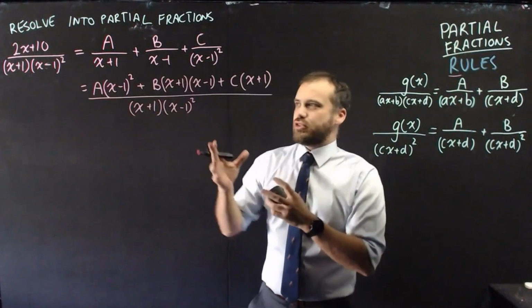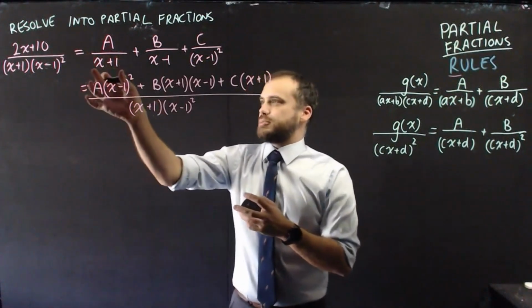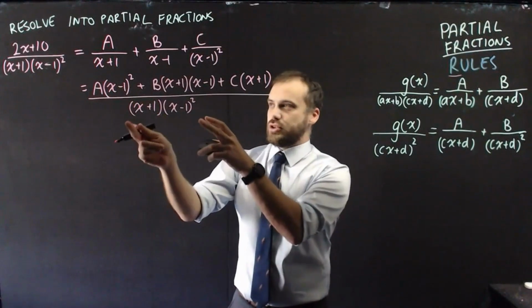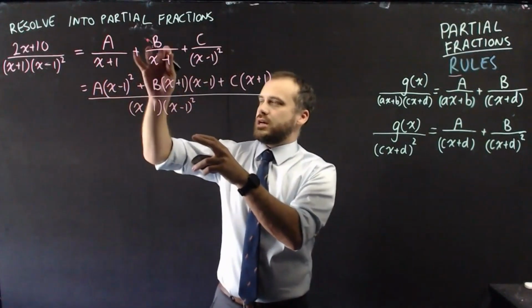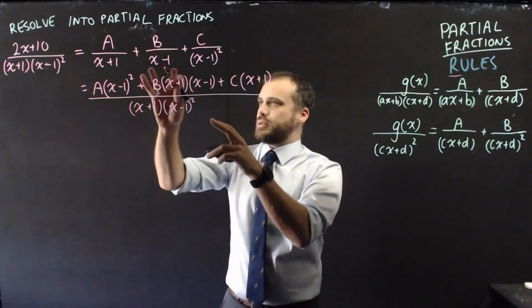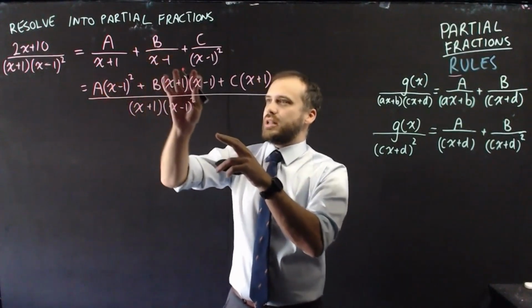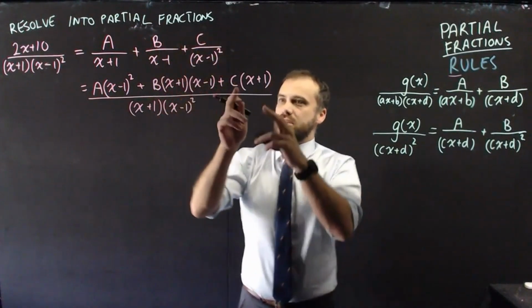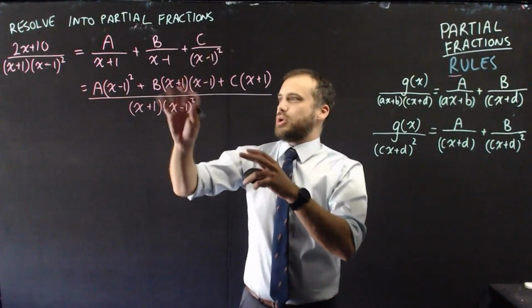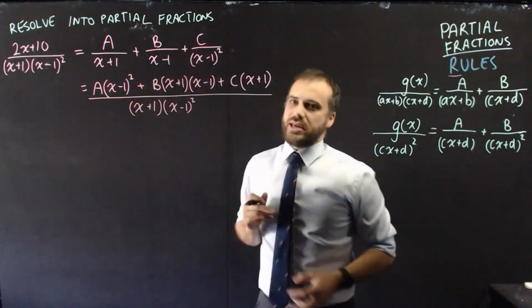Now, it's a little bit hard to keep track of, right? So a over x plus 1, to make it have this denominator, we would need to multiply top and bottom by x minus 1 squared. To have b have this denominator, we would need to multiply it by x plus 1, and then one more lot of x minus 1 to have that. And c, we just need to multiply top and bottom by x plus 1 to give us that same denominator.